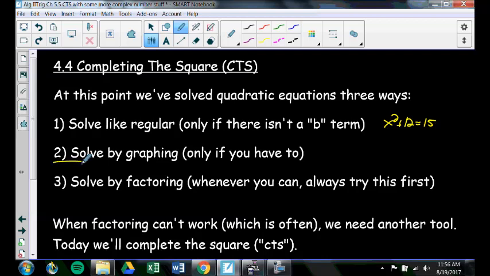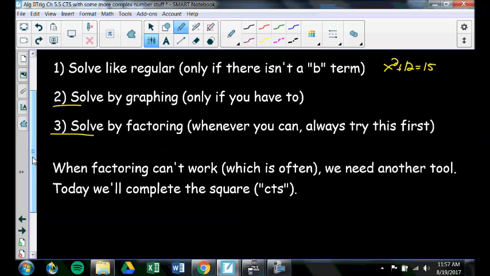Graphing is great if you have a graphing calculator or Desmos or some sort of app like that, but not as useful if you're doing it by hand. Solving by factoring is magical, especially if it works. You should always try and factor first. However, not everything can be factored. In fact, a lot of things can't be factored.